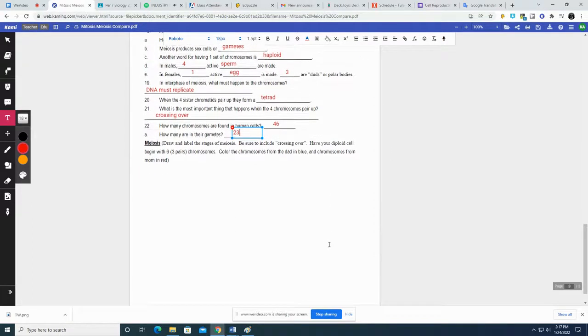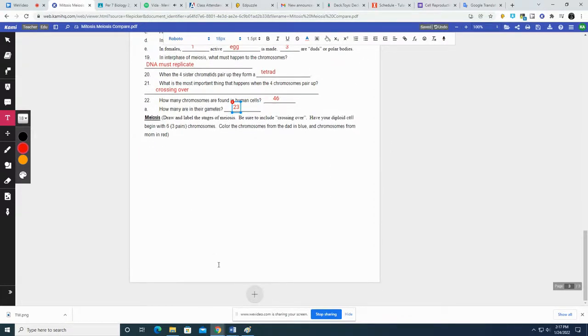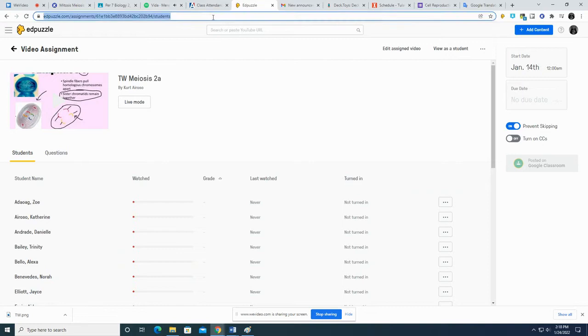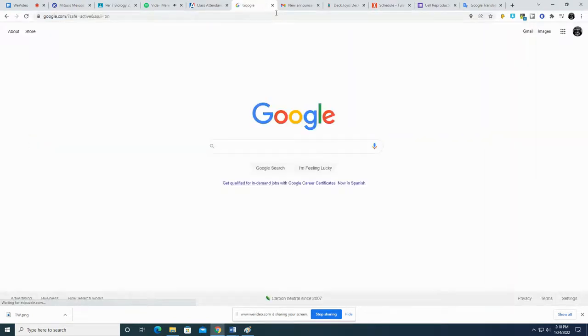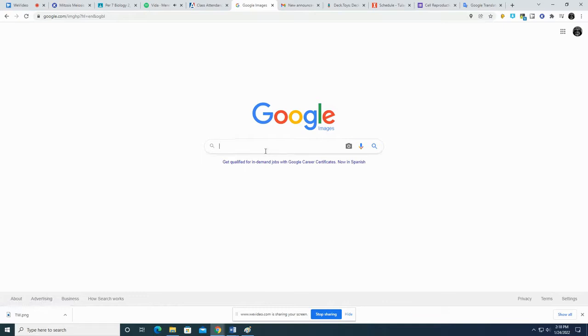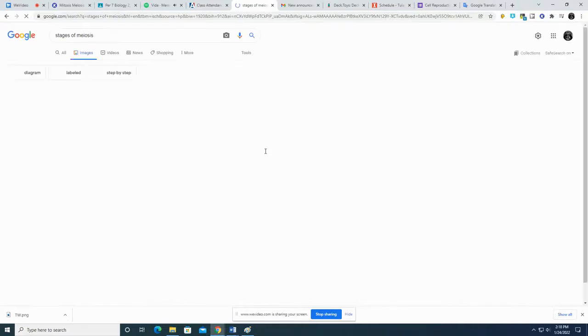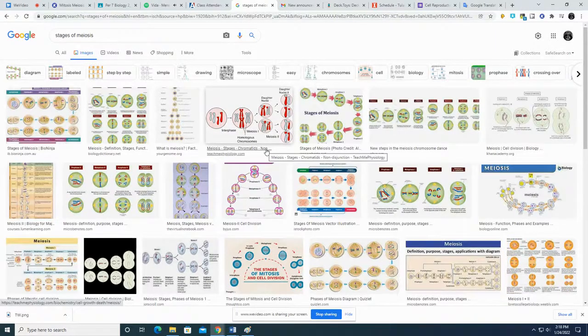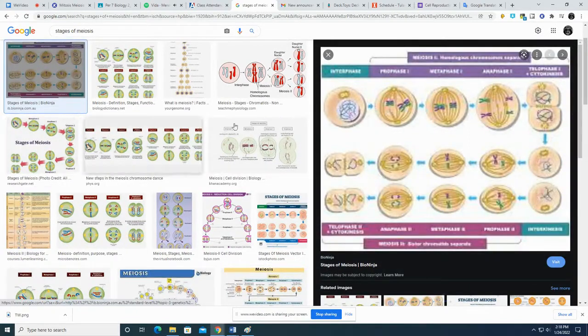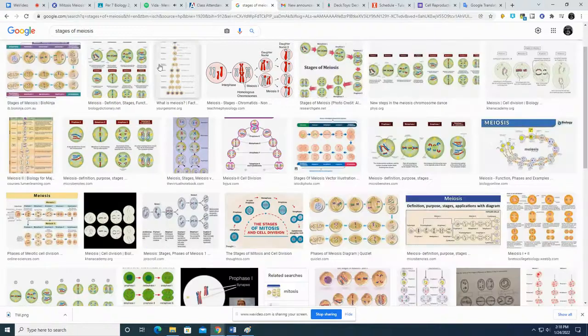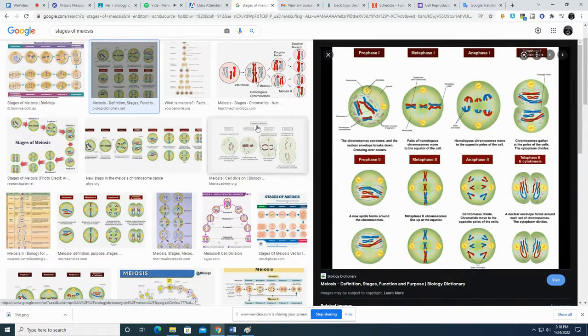Oh no, draw meiosis. All right, let me see. Actually, why don't we just do this? Let's go to Google. Make it a lot easier. Images, stages of meiosis, and then see if we can find a nice picture here. How about that one? Not great. How about this one? Oh yeah, I like this one better.